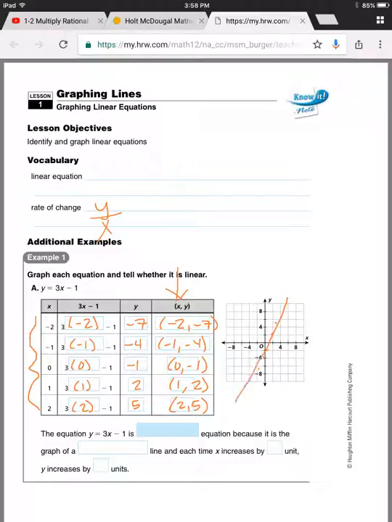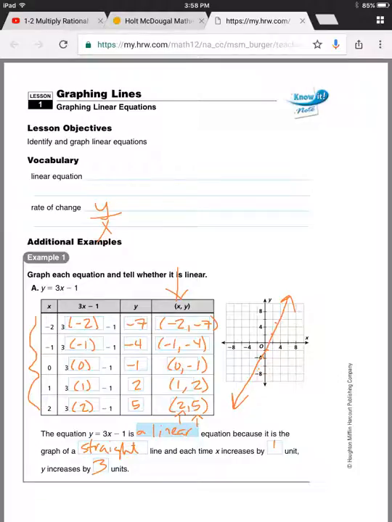But if I graph those perfect, it would be a linear equation because it is the graph of a straight line. And each time x increases by 1 unit, y increases by 3 units. Okay, and you can tell that because on all your x's here, they go up by 1, and all your y's here go up by 3.